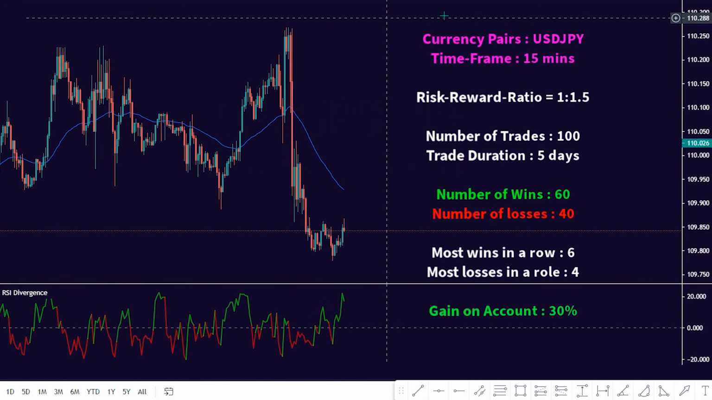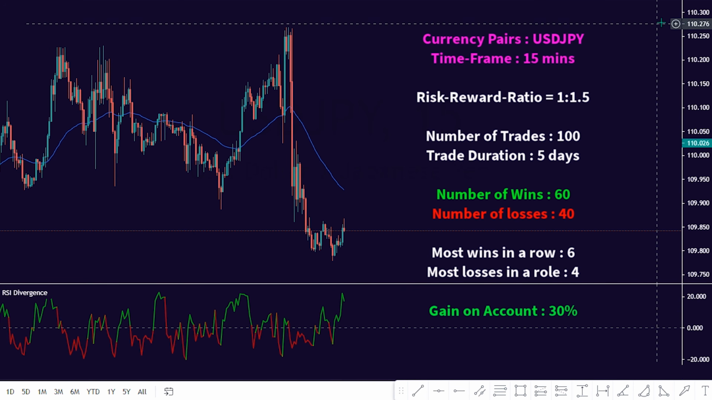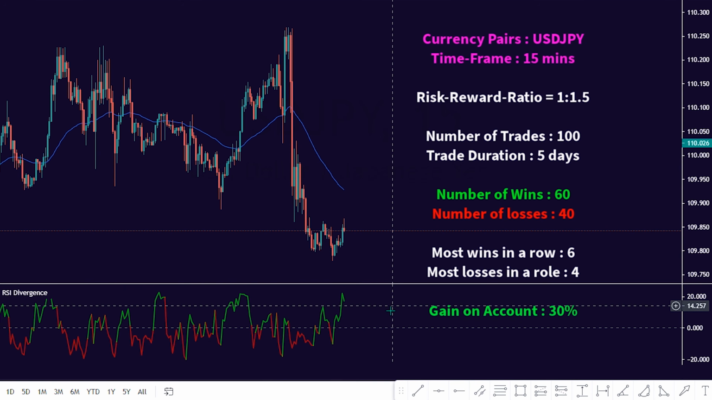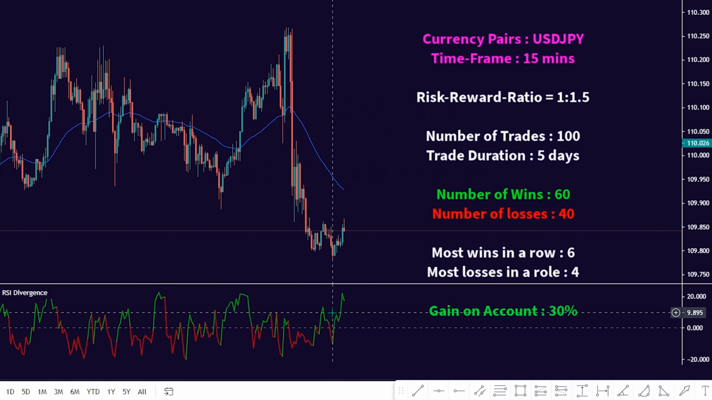Here's the result I got after I backtested this trading concept 100 times on the 15-minute time frame of the USD Japanese yen. I implemented the 1 to 1.5 ratio. That was on 100 trades for 5 days. I got 60 wins and 40 losses.